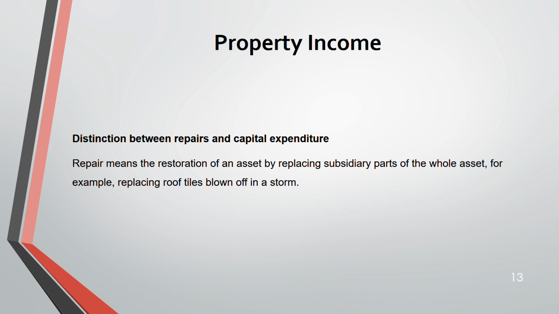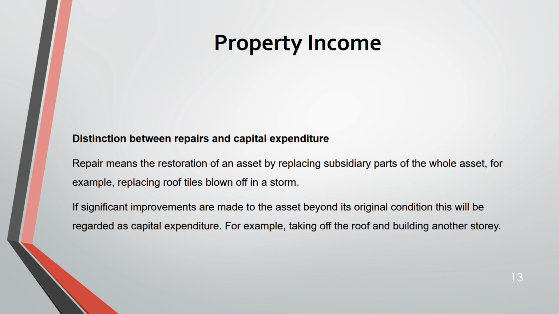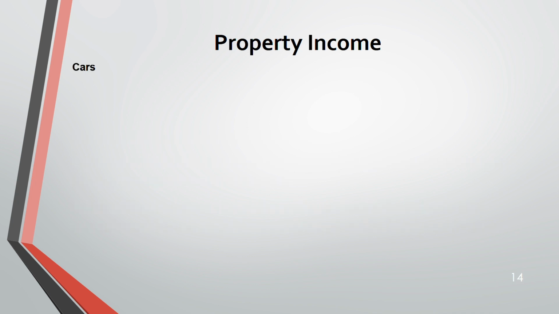Repair means you are just restoring a part of an asset, not the entire asset. For example, you are replacing the roof tiles because they were blown off by a storm. It's a repair, a revenue expenditure. Next, if you are making a significant improvement to that asset beyond its original condition, it's a capital expenditure and it's not allowed. For example, you're taking off the roof and building another floor. That's a capital expenditure.